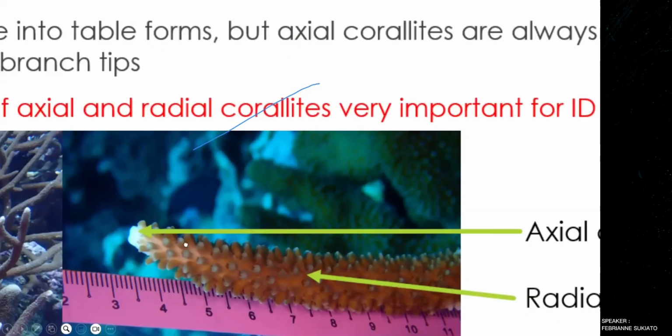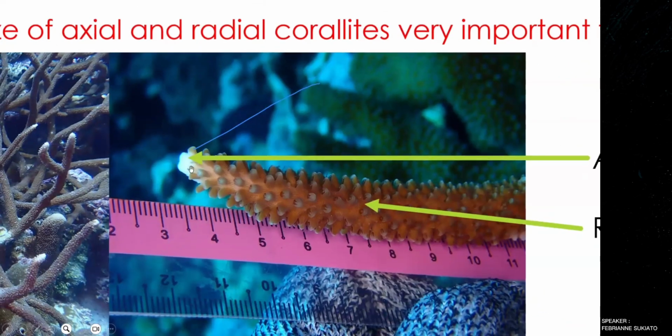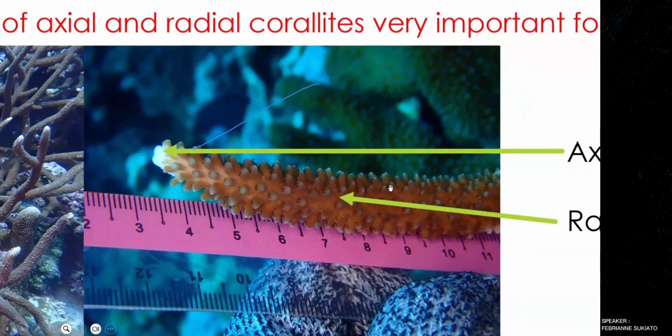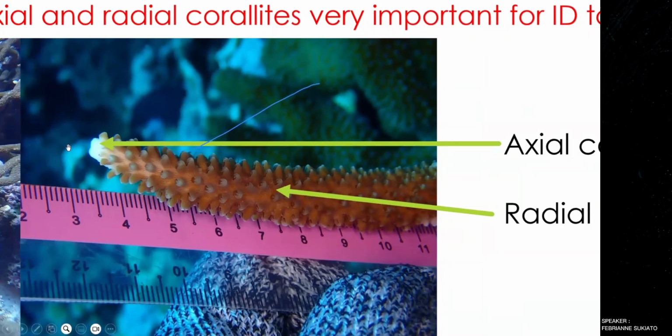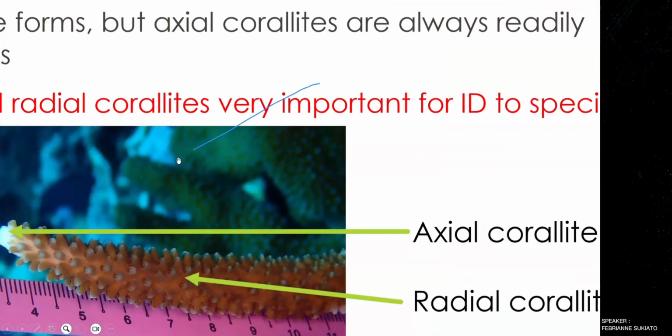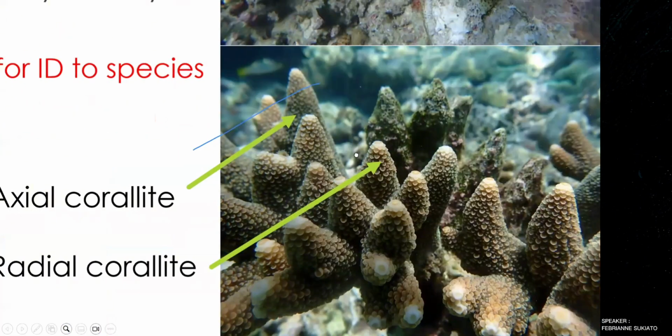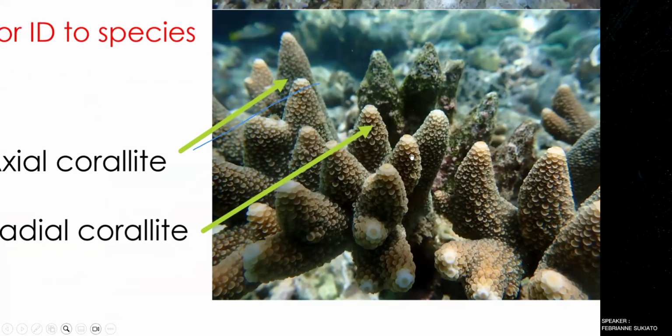So here we can see this species has an axial tip. It's very distinct, and the radial corallites are very different from the axial corallites. They grow outwards this way. The axial will grow outwards, and the radials will start forming on the side. It's similar to here, with an axial and a radial.